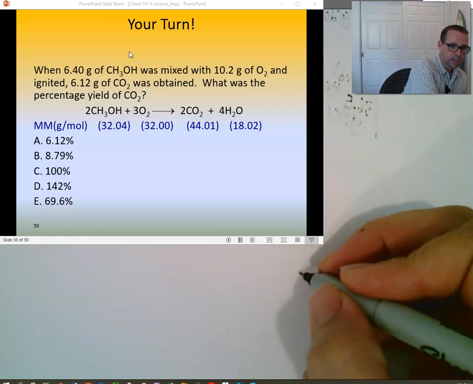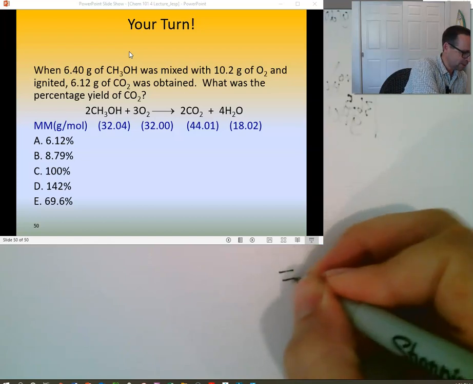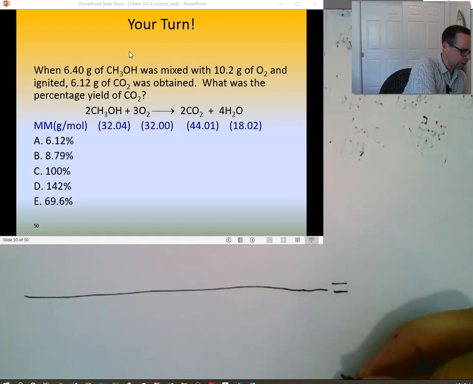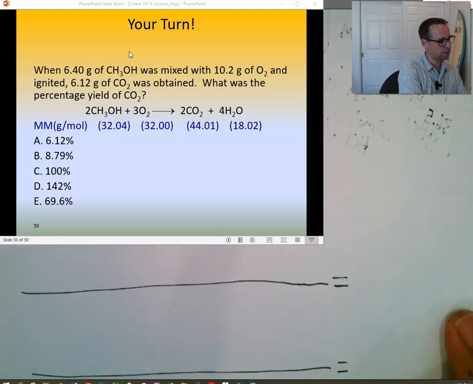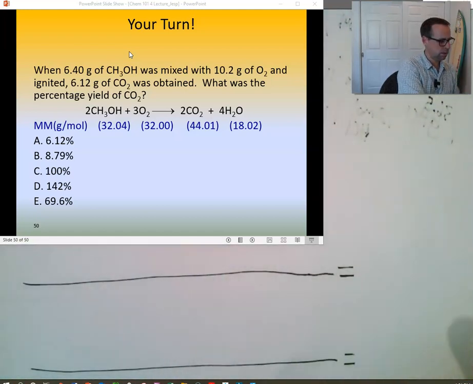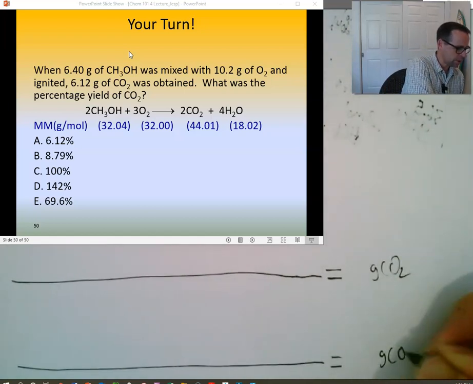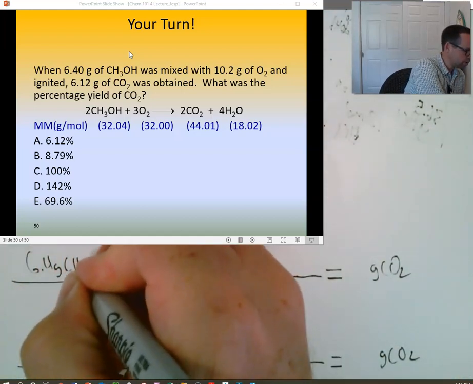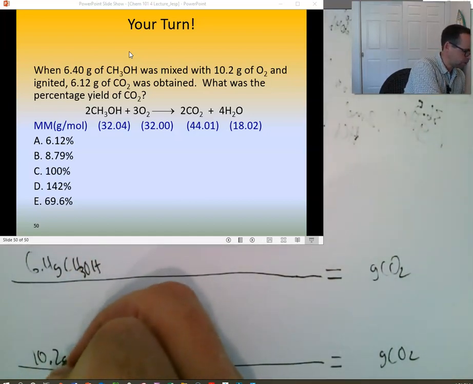It's very important that you follow the pattern so that you can guide yourself through this sort of question. I'm going to write two of them to remind myself that I have to do it twice. It's a limiting reagent problem. I'm going to find how many grams of carbon dioxide I theoretically should be able to get. I'll start here with 6.4 grams of methanol, and here I'm going to start with 10.2 grams of oxygen.